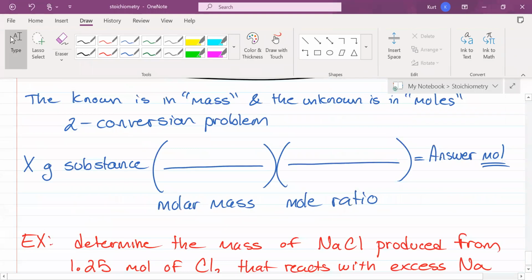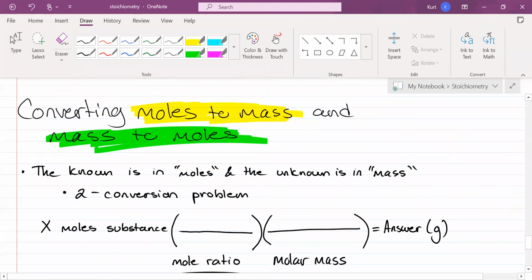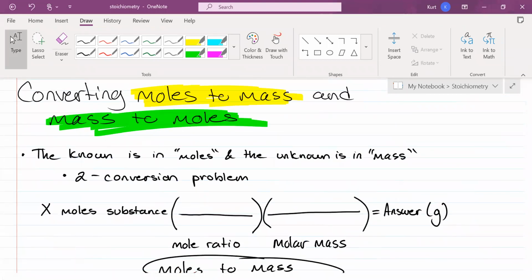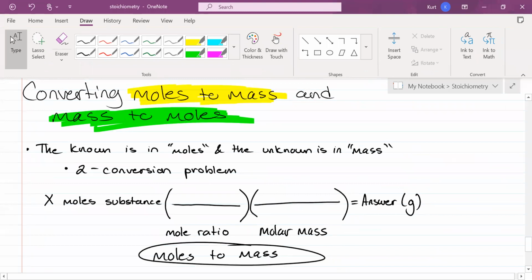Okay, so what I'm going to do here, I pressed record late. This is on me. If you are sitting at home and you're watching this lesson, we're doing moles to mass and mass to moles.